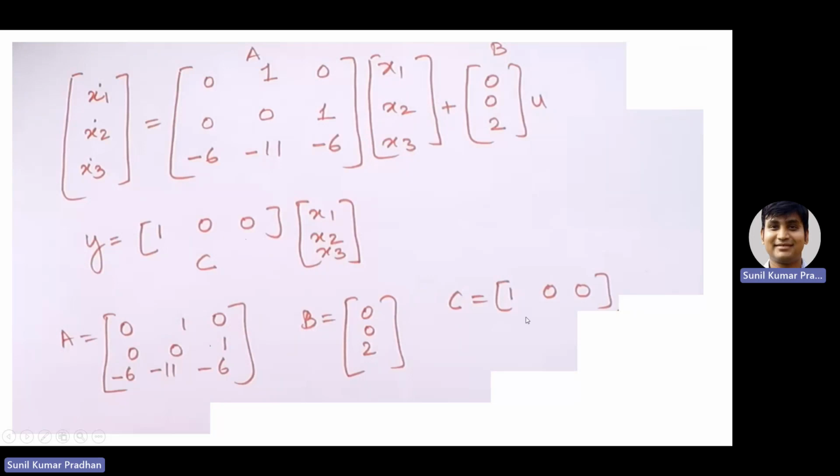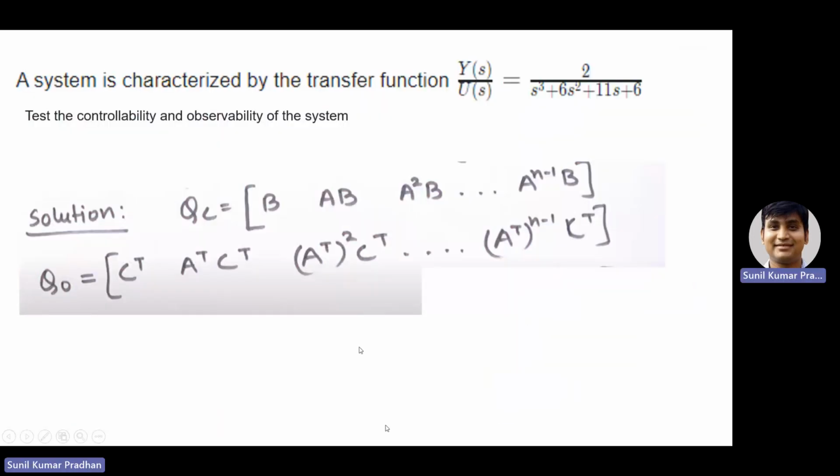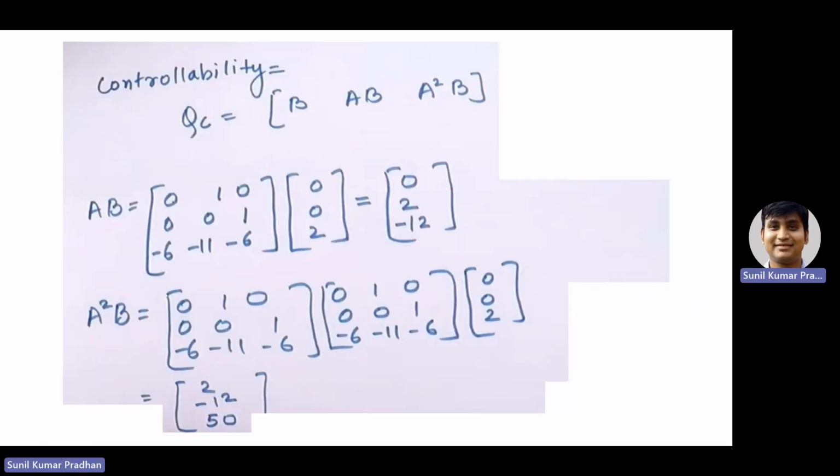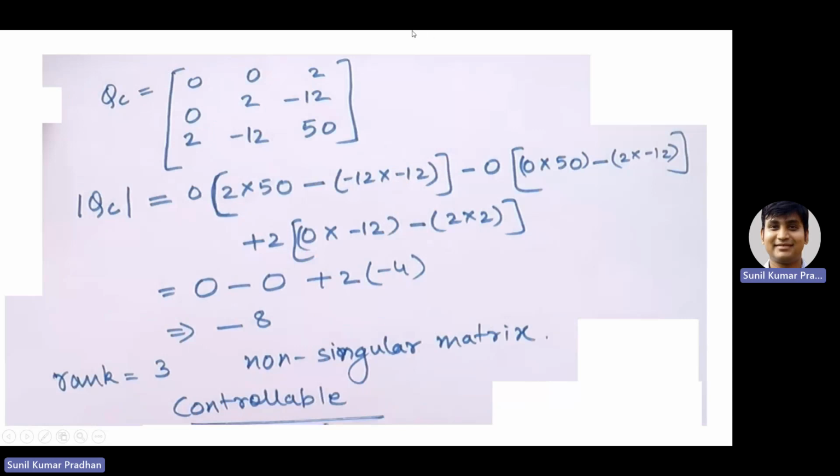After getting these, you have to put the values into B, AB, A square B. So this is your AB, this is A square B, and B you already know. Now if you find them out, your QC will be 0 0 2, 0 2 minus 12, 2 minus 12 50.